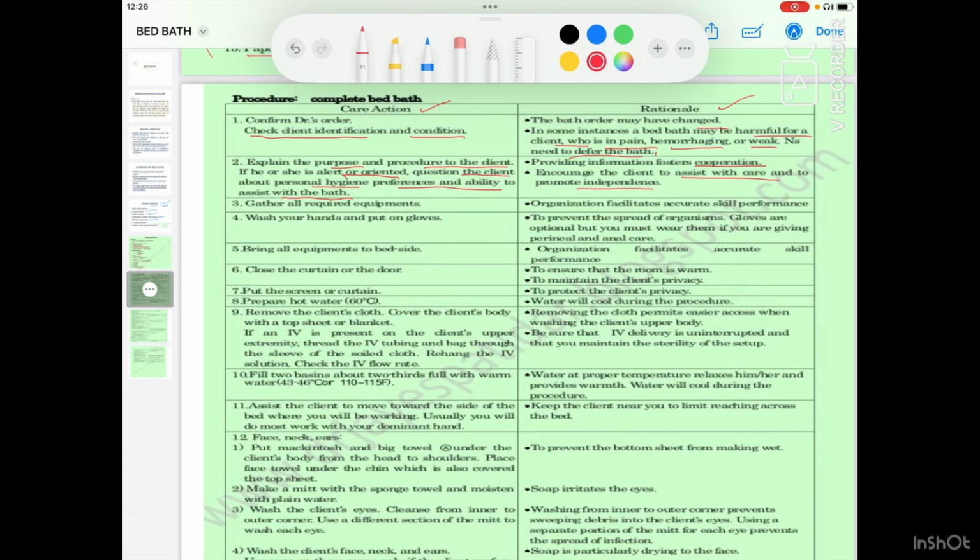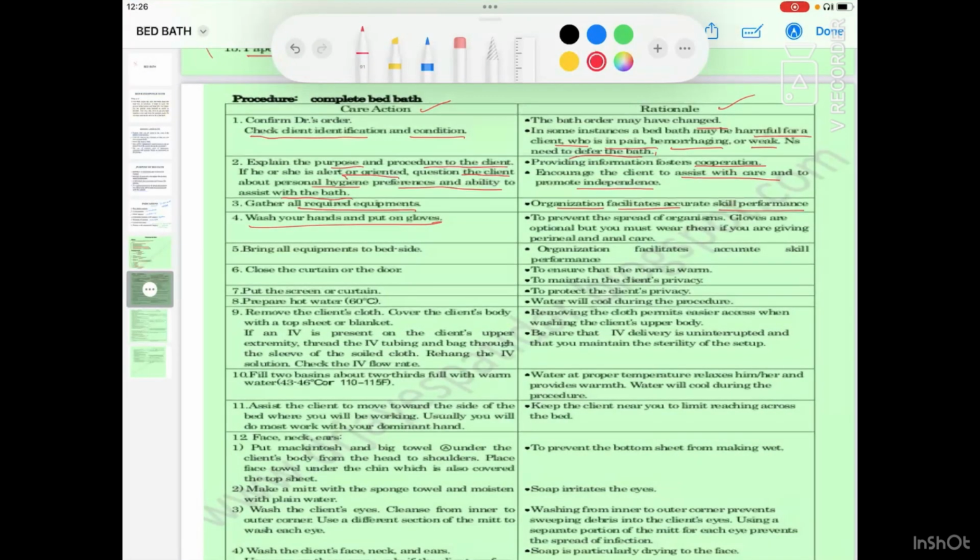Then the nursing care action: gather all required equipment. As I said, you have to gather all the requirements near the patient. Organization and facilities promote accurate skill performance, so then only you can take all the things. You will check whether everything is there or not. Wash your hands and put on the gloves.